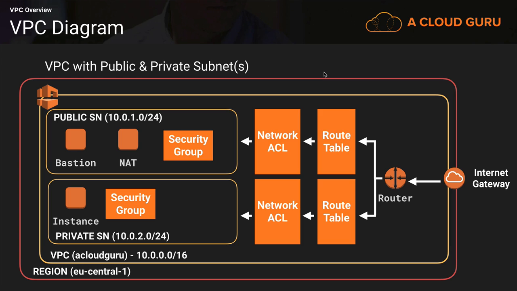With NAT instances you do something similar, but you'd have to have some kind of script to automatically fail over your NATs. But with NAT gateways, which I don't have on this diagram, Amazon handle that failover for you automatically.